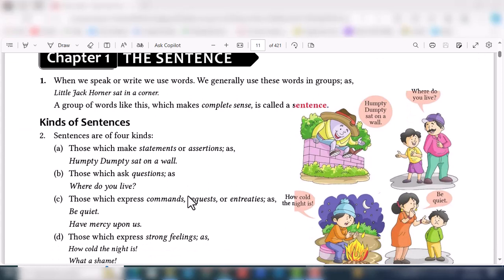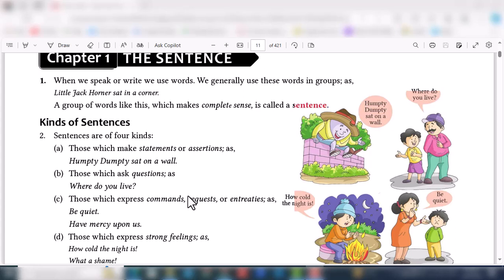Now to the types of sentences. There are four types. The first is the assertive sentence, in which we make any statement or assertion, or give some information, positive or negative. For example, Humpty Dumpty sat on a wall. Another is the interrogative, in which we ask questions. For example, do you live in Pakistan? And in double interrogative, we can say, where do you live? This one is also called interrogative.